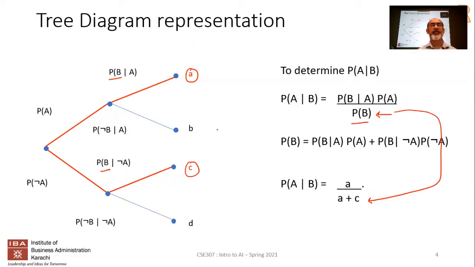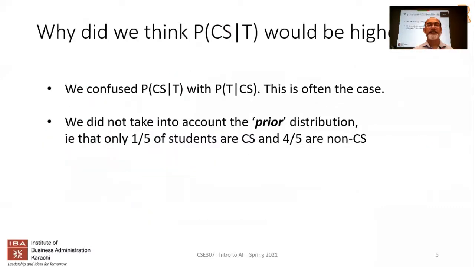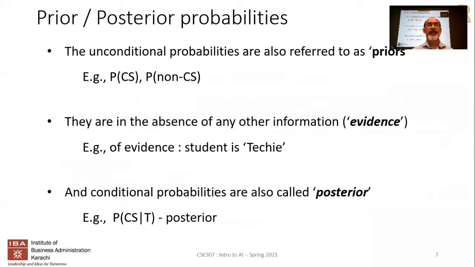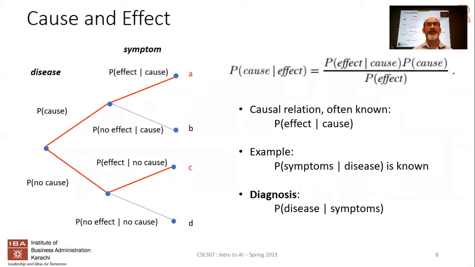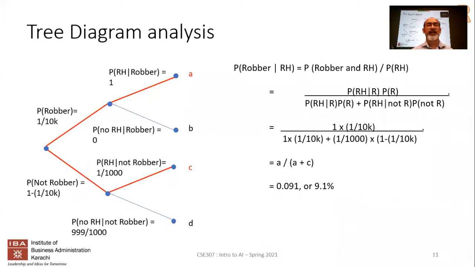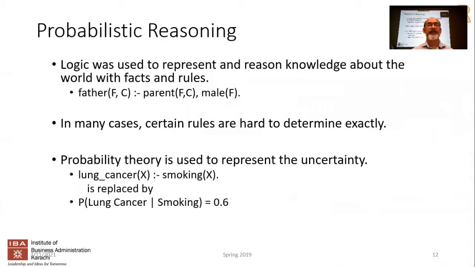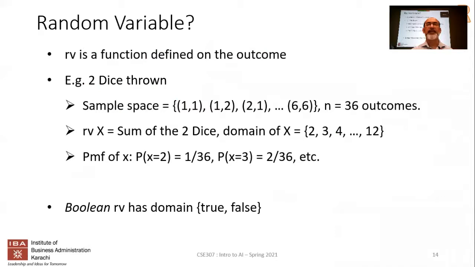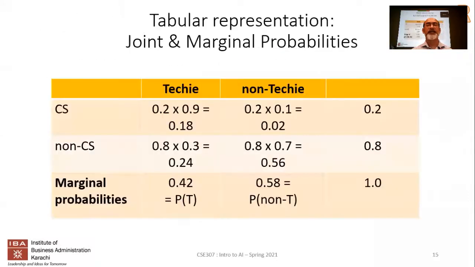All right, this is what we already spoke about. And A, of course, is the product of probability of A and the conditional probability. There was some confusion about this last time, so we'll talk about this a little bit more today. And then we talked about prior and posterior probabilities, cause and effect, and looked at examples from legal cases as well. And then we went on to talk about probabilistic reasoning, and we did a little bit of a review about random variables.